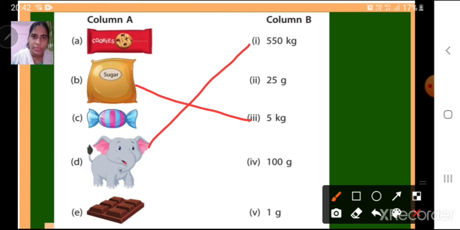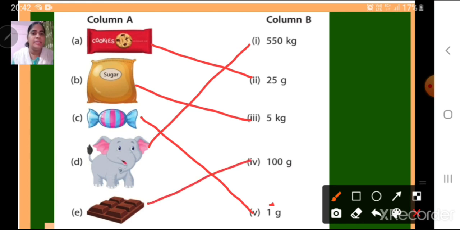Now let us take cookies. Now cookies, okay, if you have seen your biscuits, behind, mostly they are in grams, they are not in kgs. So cookies will be 25 grams. Okay, next is candy, chocolate. It is the smallest of all, and here the smallest of all is 1 gram. So candy will be 1 gram and last, chocolate will be 100 grams. Children, match it properly.